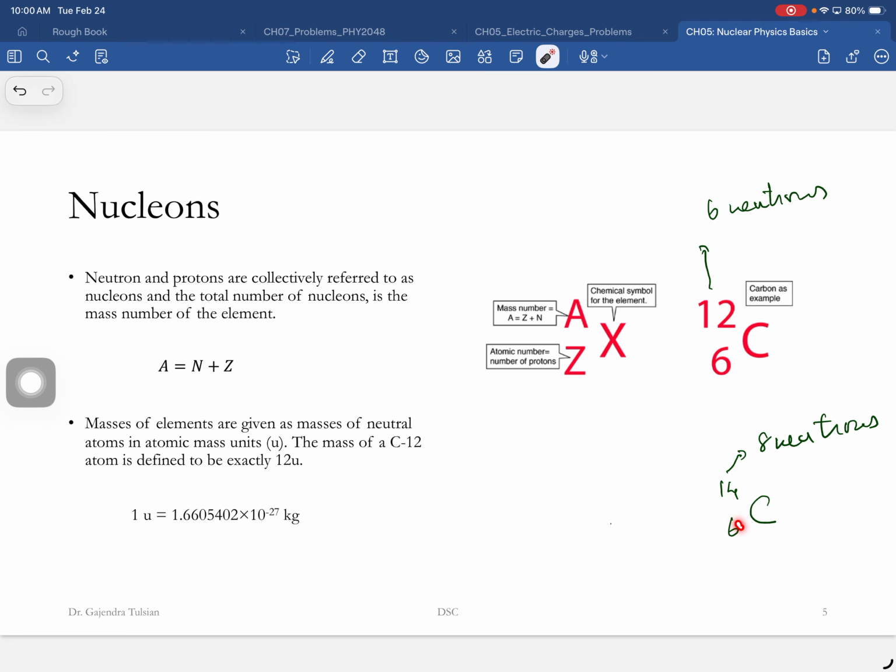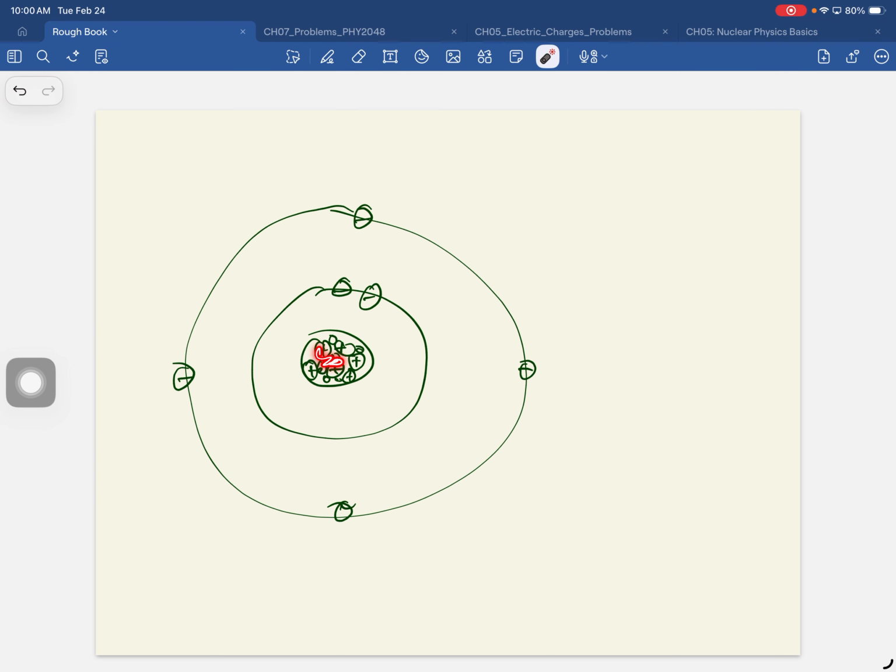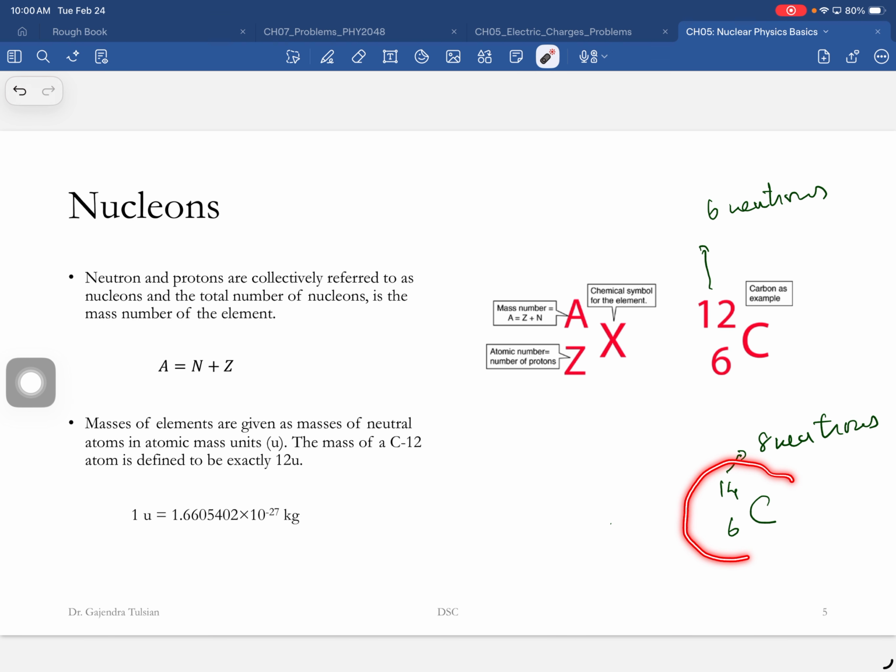This one is just heavier than the other, about 20% heavier. And because it has more neutrons, this nucleus is unstable and it will decay radioactively. So carbon-14 will decay radioactively.